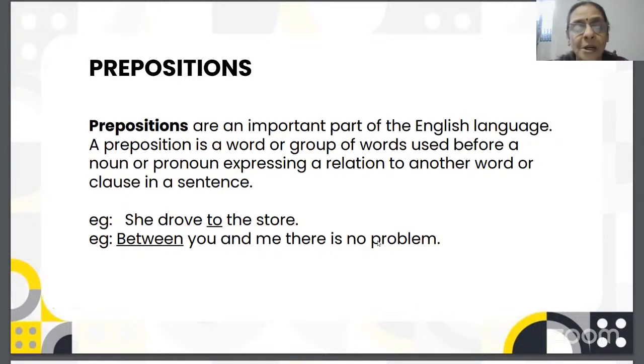For example, she drove to the store, and store is a noun. That is why I told you it can be used before a noun, and it shows the direction. The next sentence you have, between you and me, there is no problem. So it can be used with pronouns also.